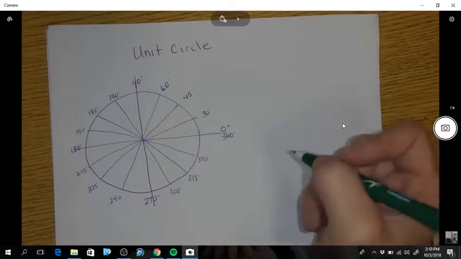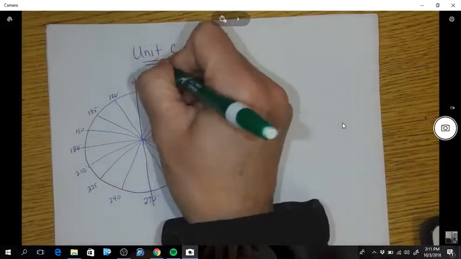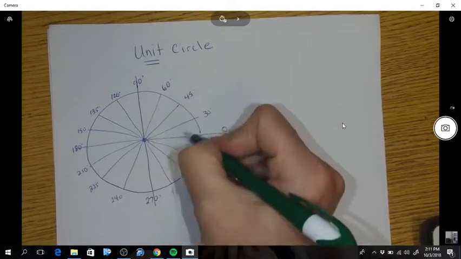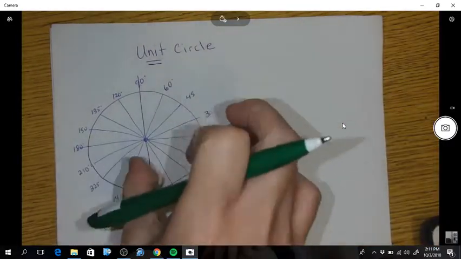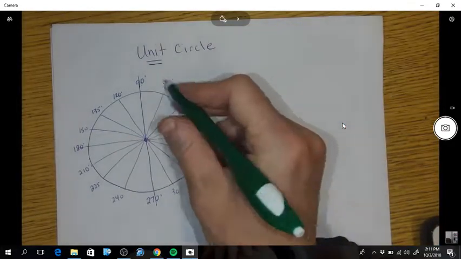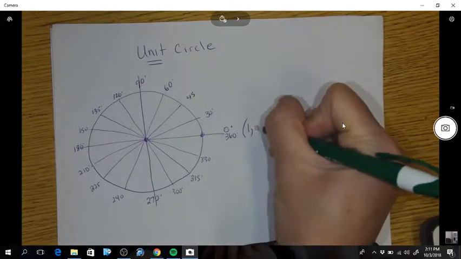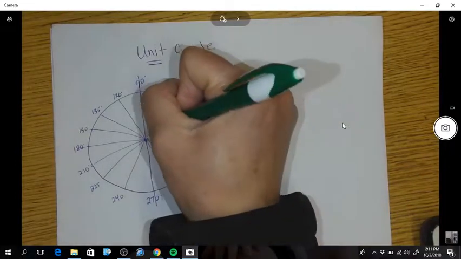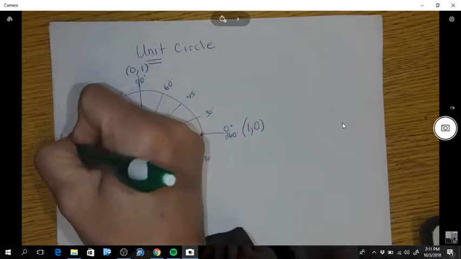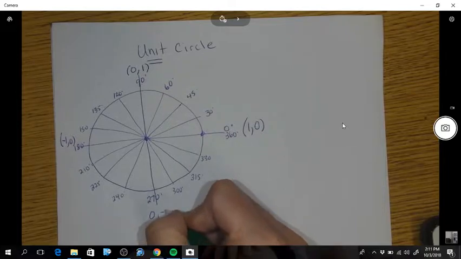Okay, now we're going to label everything with an XY point. So a unit circle is called a unit circle because the radius of this circle is 1 unit. So from here to here would be a distance of 1 on an XY plane. Okay, so if we know that, these ones are easy to get on the quadrant lines. So this would be x coordinate 1, y coordinate 0. This would be at a 0 height of 1. This one would be -1, 0. And this one would be 0, -1.